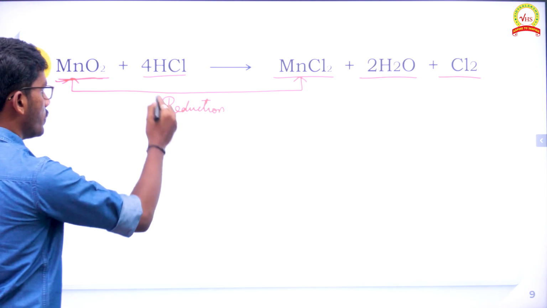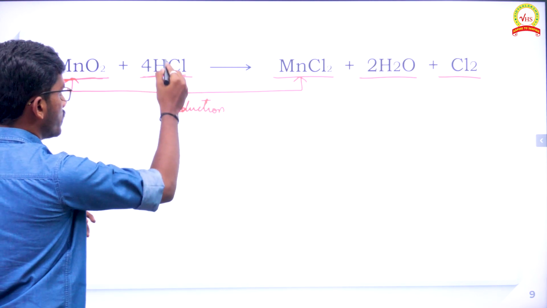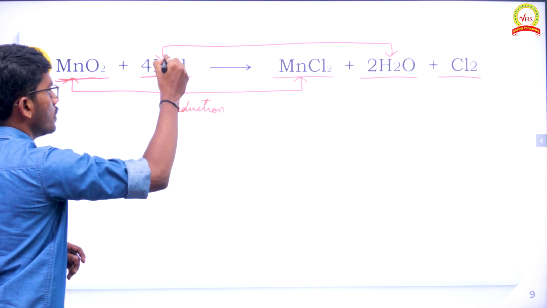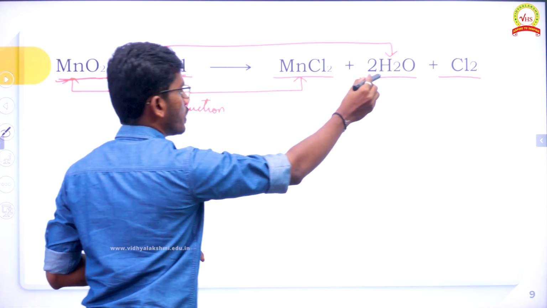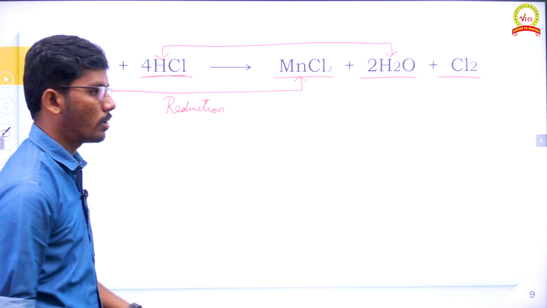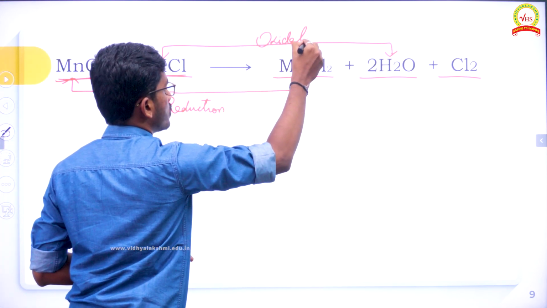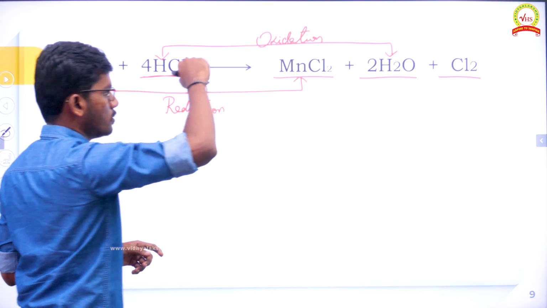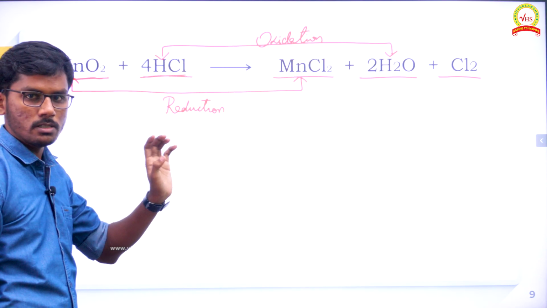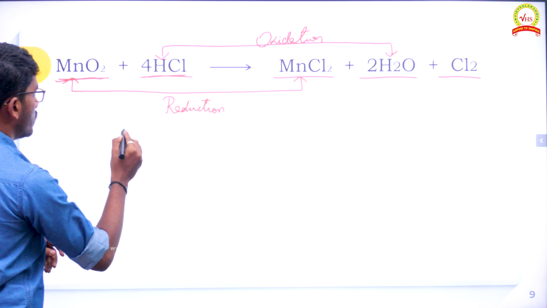The same way, here hydrogen is attached with chlorine, but trace the same hydrogen here. What difference can you see? Here hydrogen is with chlorine, whereas here hydrogen is with oxygen. So oxygen is added. So what can we say? Oxidation reaction. Since both oxidation and reduction are happening here, this is going to be a redox reaction.